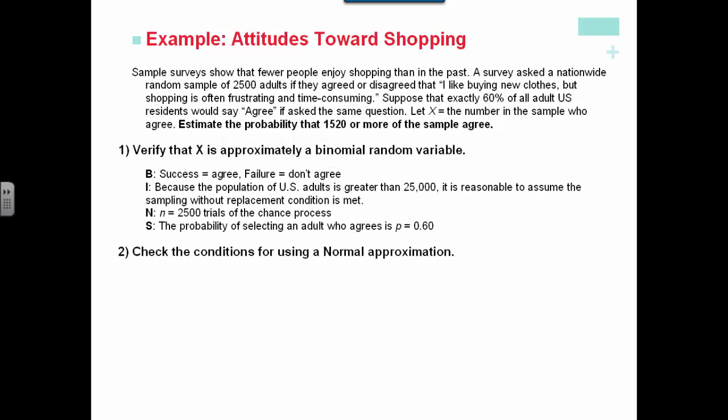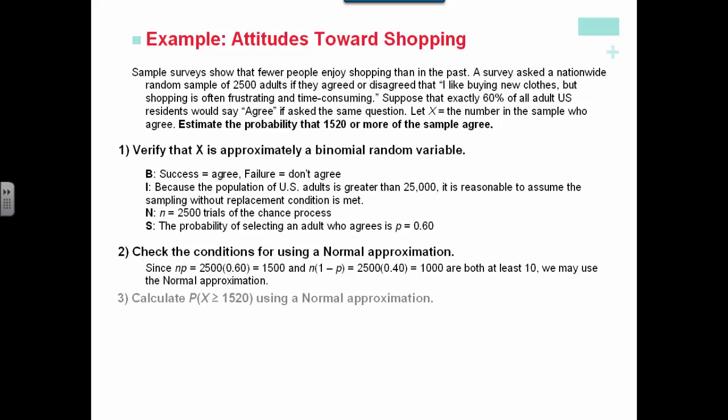First, we do BINS. We have n equals 2,500 trials. Successes are agree, failures are don't agree, so it's binary. Independence is reasonable to assume, the sampling without replacement condition is met, and the probability of selecting an adult who agrees is p equals 0.6. Next, we check. np is 1,500 and n times 1 minus p is 1,000, both at least 10. We may use the normal approximation.